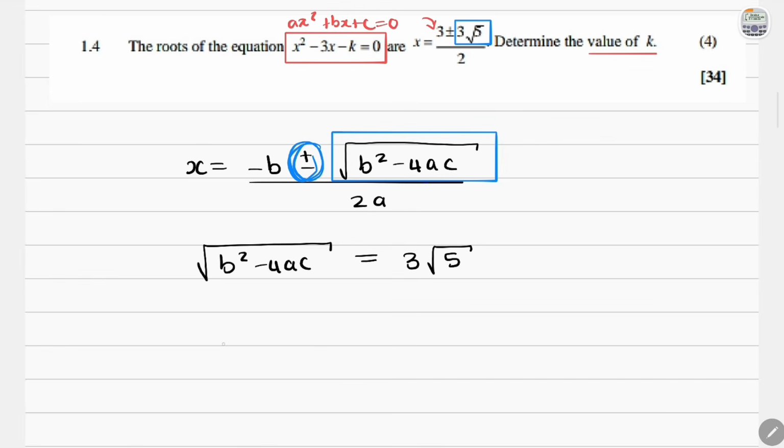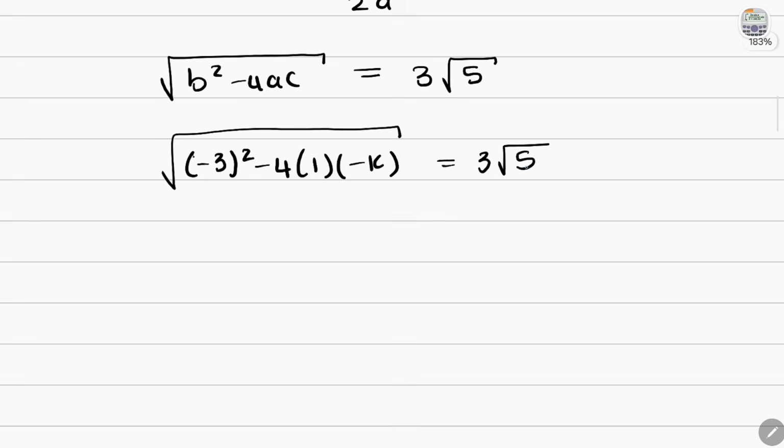And we can solve. So it's the square root of, and what's b? b is negative 3, as we can see from the quadratic equation they gave us. So this is negative 3 all squared minus 4 multiplied by a, which is 1, and multiplied by c, which is a negative k. So that is square rooted. It's equal to 3 root 5. Now let's get rid of that square root because it is distracting us from getting to this value of k that we're trying to solve for.